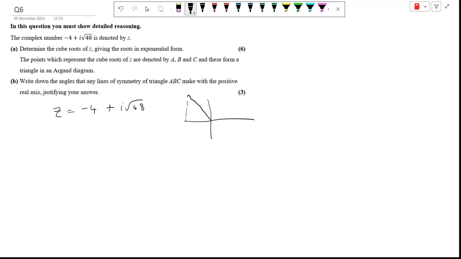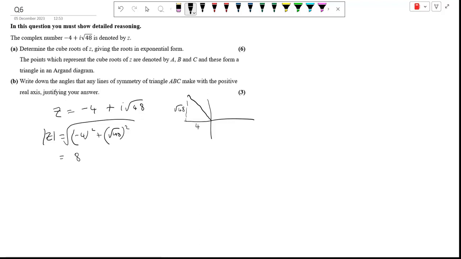Make a triangle. This is 4, root 48. So the magnitude of z is going to be minus 4 squared plus root 48 squared, square rooted. And 16 plus 48 is 64. Square root of 64, that's 8.